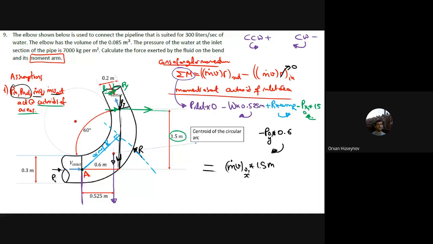Is it clockwise or counterclockwise? Yes, it is counterclockwise. Therefore, it is positive. And for the mass flow rate, I shouldn't put the negative sign here. So that is the mass flow rate for the outlet, and its moment arm is in the y direction. So what is the moment arm in the y direction for the momentum flow rate? It is 0.6 meters, right?